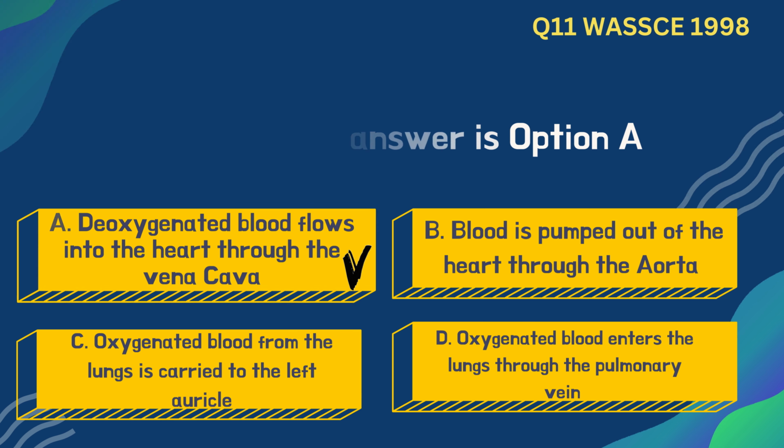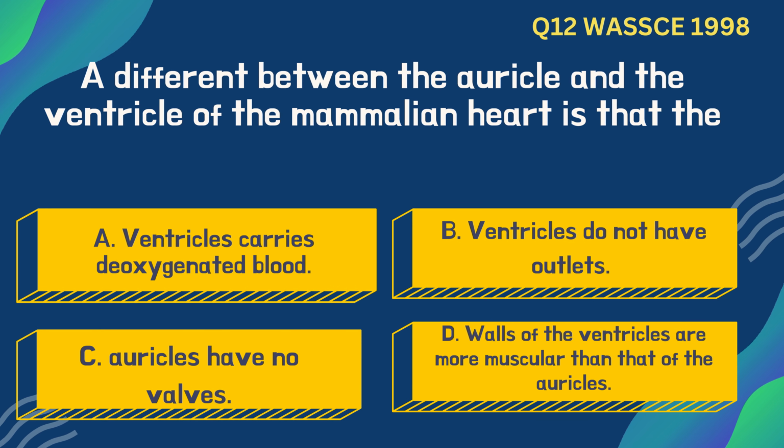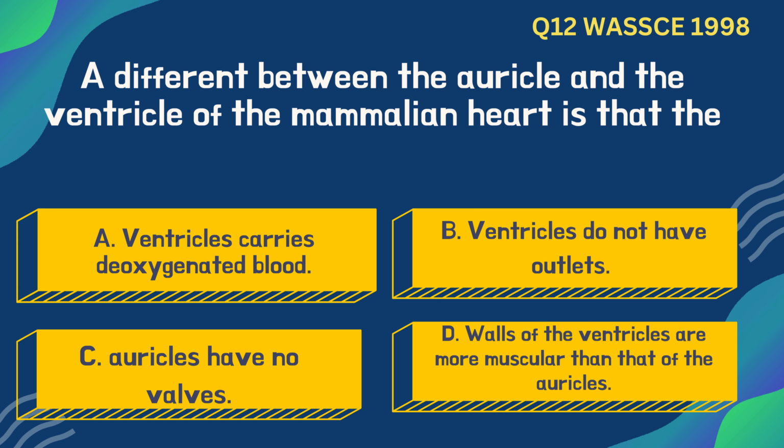Now question 12. A difference between the auricle and the ventricle of the mammalian heart is that the A. Ventricles carry the oxygenated blood. B. Ventricles do not have outlets. C. Auricles have no valves. And D. Walls of the ventricles are more muscular than that of the auricles. Look at the options and pick your answer.